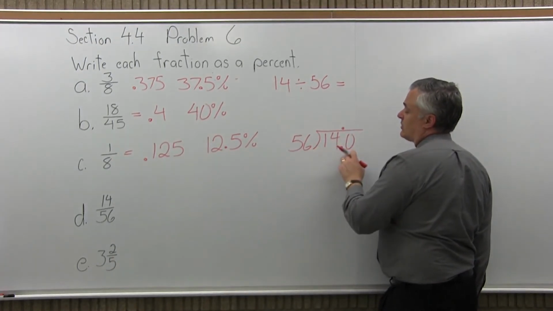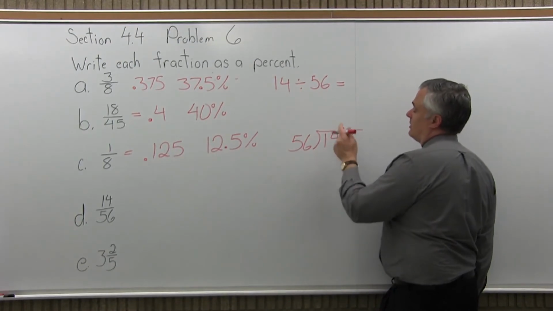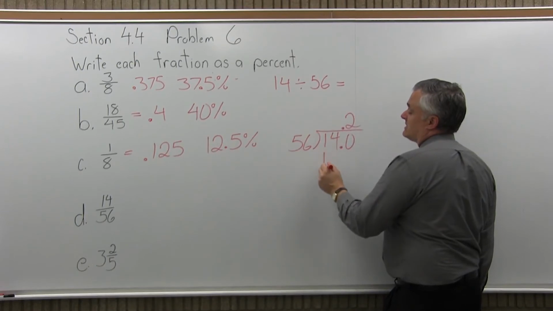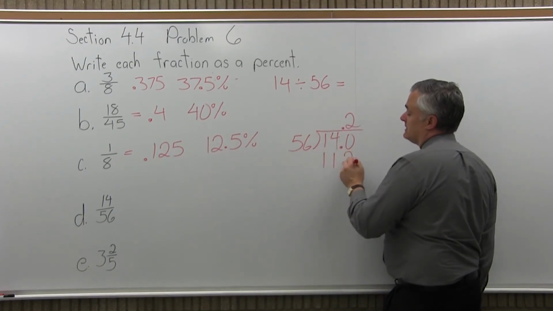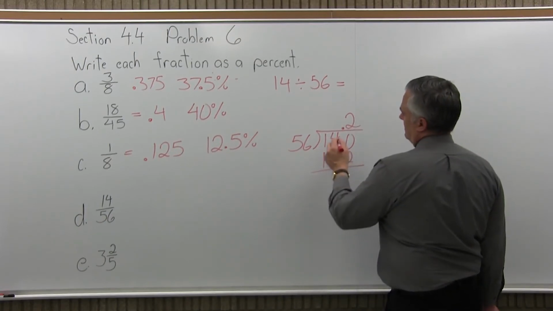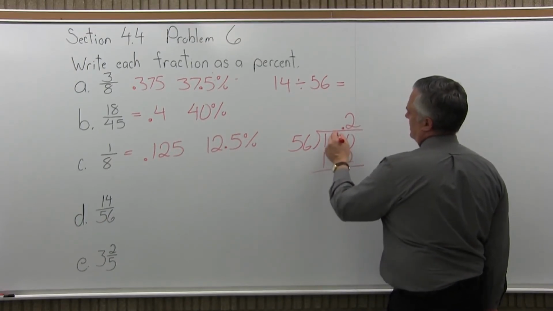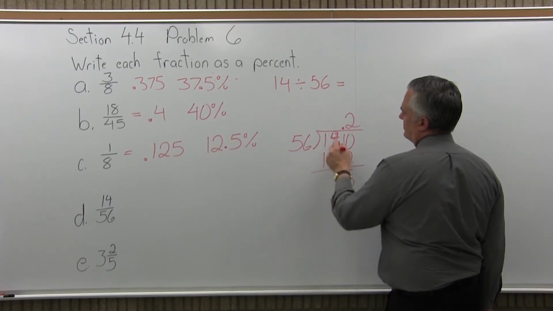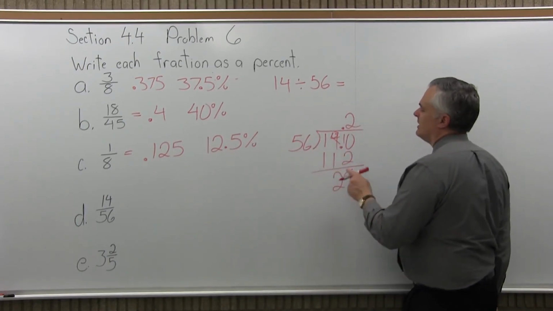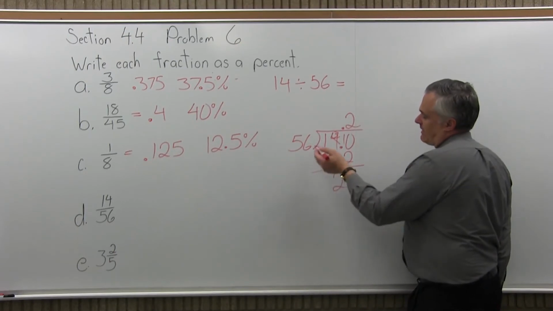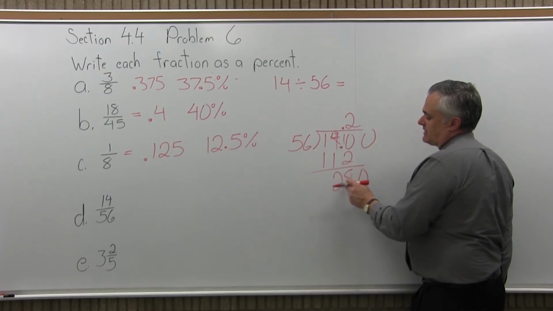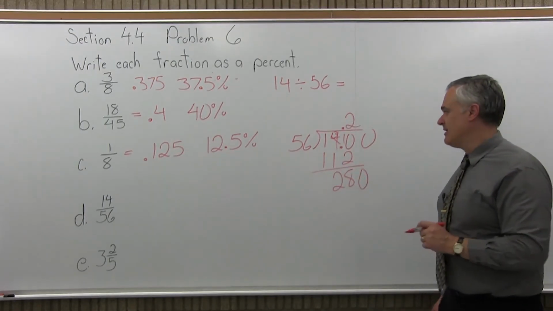So now 56 will go into 140. 143 would be a little too big, so it's really only going to go in twice. 2 times 56 is 112. And if I subtract, let's see, we'll have to borrow. So that's an 8. 3 minus 1 is 2. 1 minus 1 cancels off, so I have 28. So now I have a remainder, so I have to add another 0 in the numerator, bring that 0 straight down. I have 280.